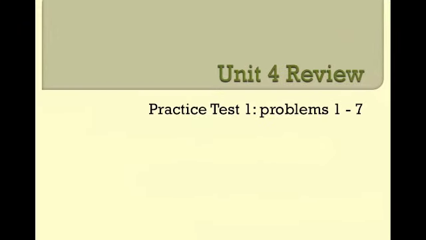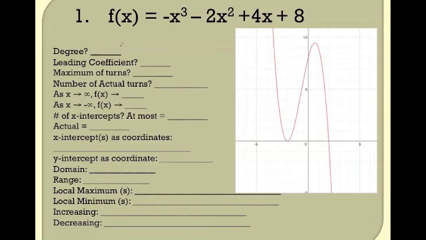Okay, this is a polynomial, and you're asked to find all of this information regarding the polynomial. The first thing you're asked is to find the degree. Because this is in standard form, you can just look and find the highest exponent, which is 3.